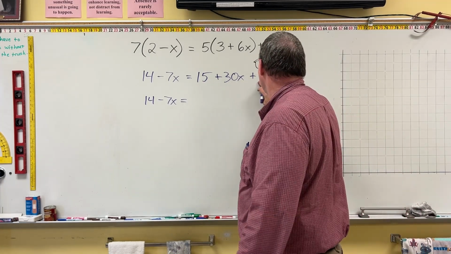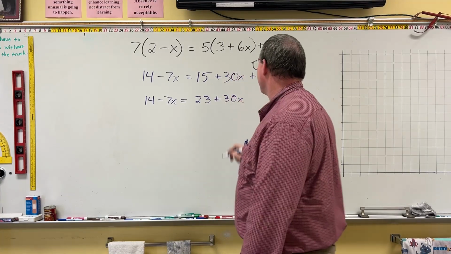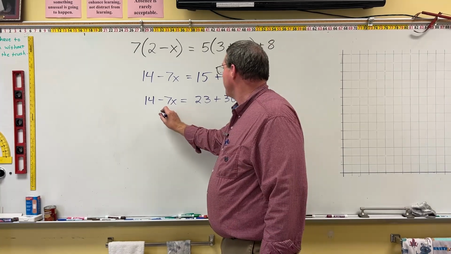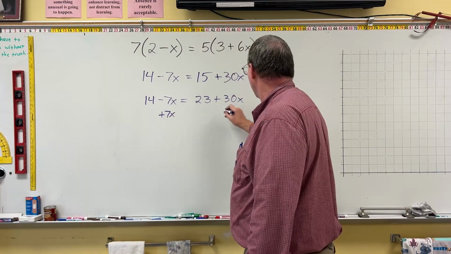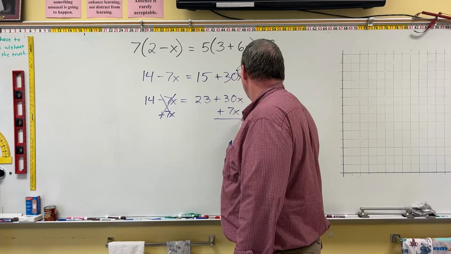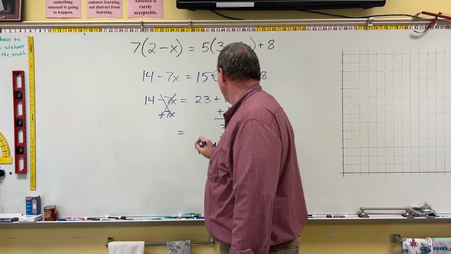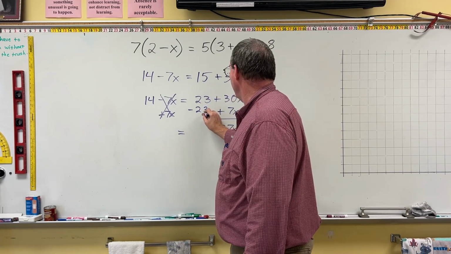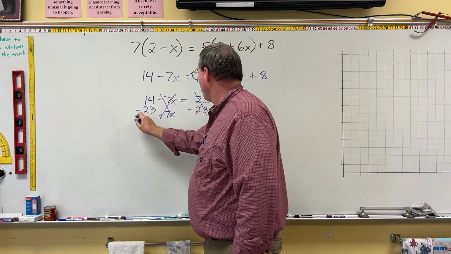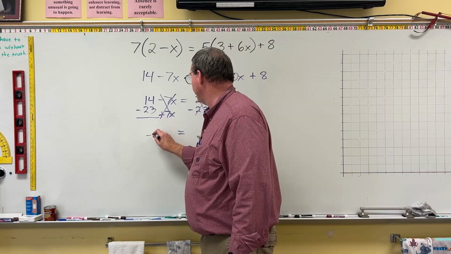So 15 plus 8, that's 23. So we have 23 plus 30x. And now, I think in this case, I'm going to add 7x to both sides to cancel over here. Add 7x. And that's going to cancel over here. Here, 30x plus 7x is 37x. Carry down the equal sign. I'm going to minus 23 here, minus 23 here. That's going to cancel over here. And 14 minus 23, maybe you need a calculator for that, but that's going to be negative 9.